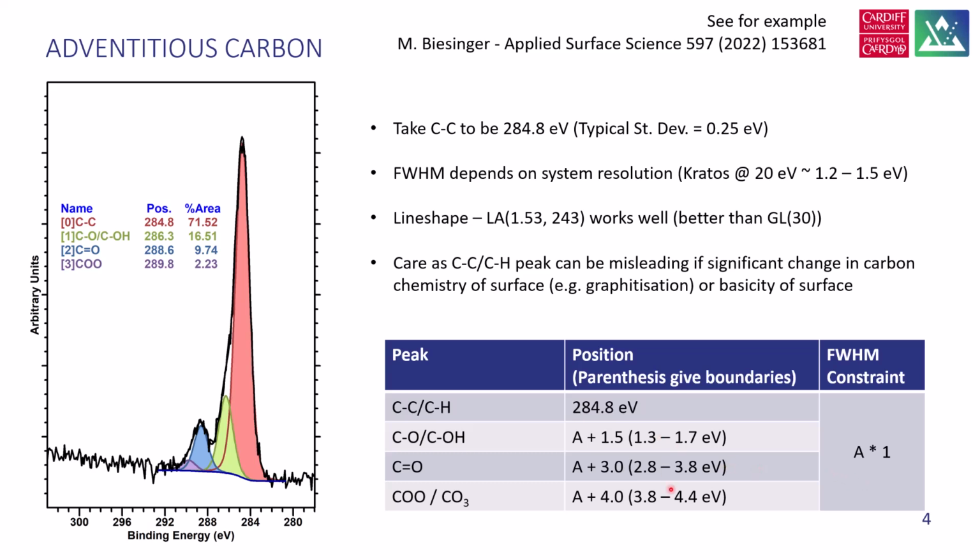Of course, some of these peaks may not appear in certain materials. For example, you may not see carbonate. Some materials, some metal oxides for example, certainly carbonize or form carbonates much easier than other metals, and so you may or may not see such a peak.